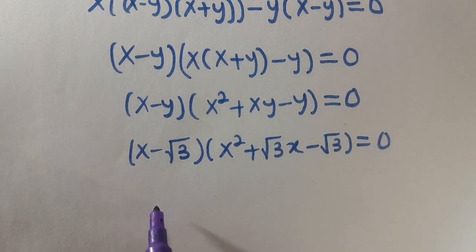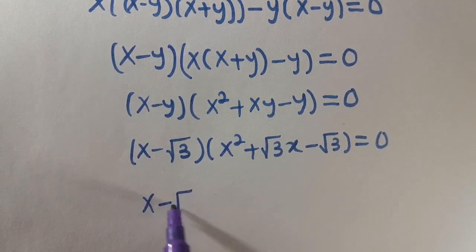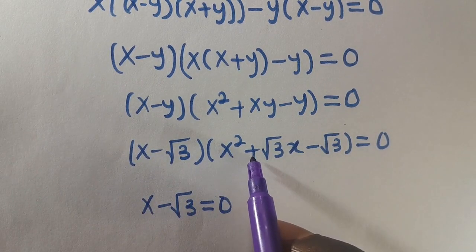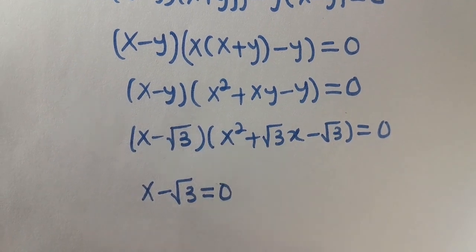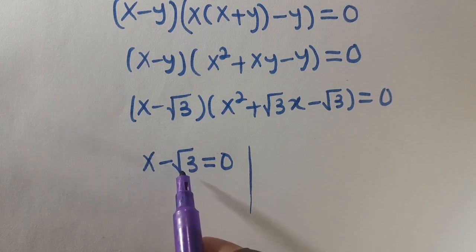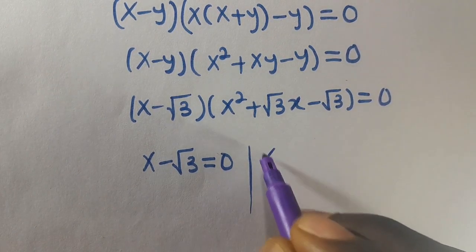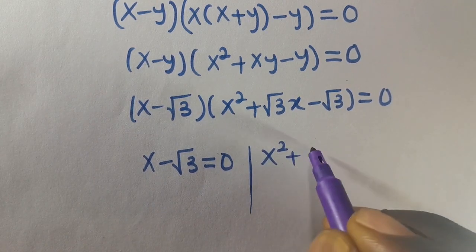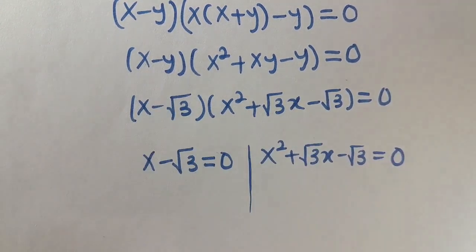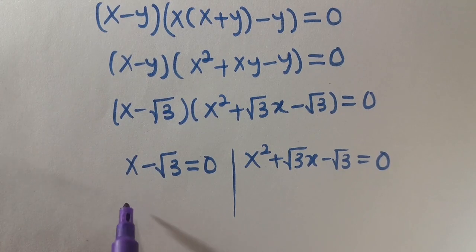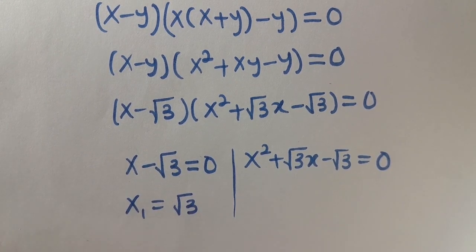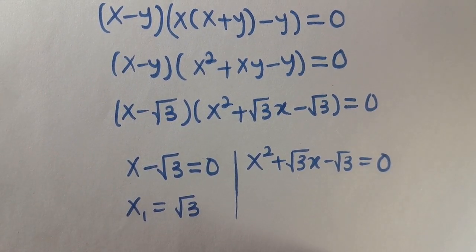Now, from here, we can have x minus root 3 equals 0. It's either this equals 0, or this one is equal to 0, or everything is equal to 0. So in that case, when we have the first one, x minus square root of 3 equal to 0, or we can have x squared plus square root of 3x minus square root of 3 equal to 0. So from here, we can have x1 equals square root of 3. Now, mind you that we are dealing with a cubic equation.